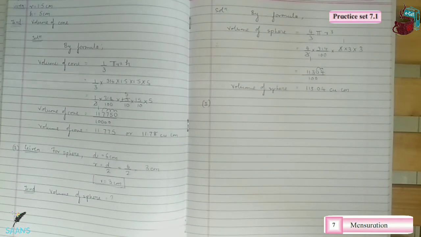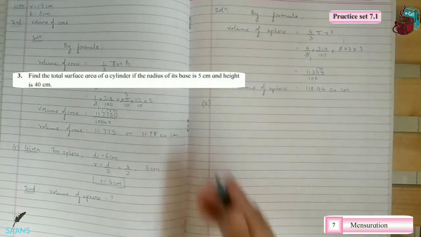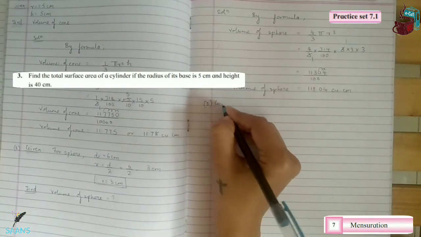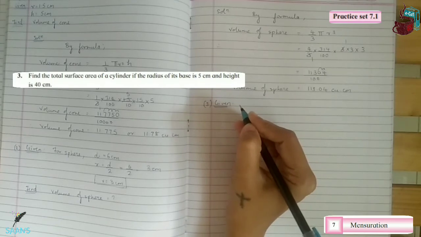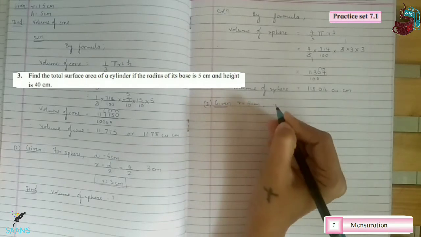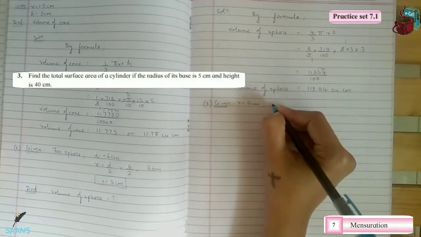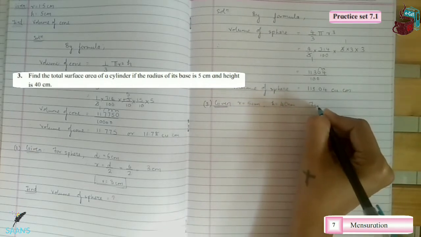Now the third sum. These are direct sums. There is nothing in it. Find the total surface area of a cylinder if radius of the base is 5 cm and height is 40 cm. Given. You can draw the diagram also, but it's not required. Given: radius of the base is 5 cm and height is 40 cm. We have to find.